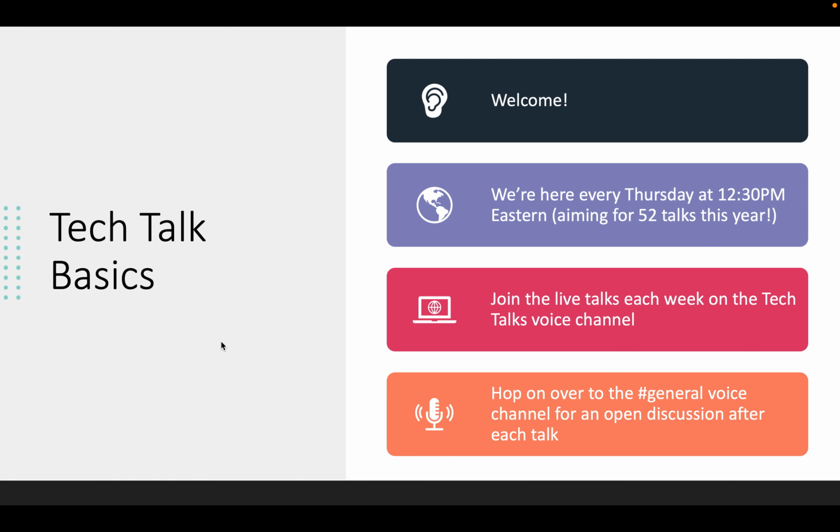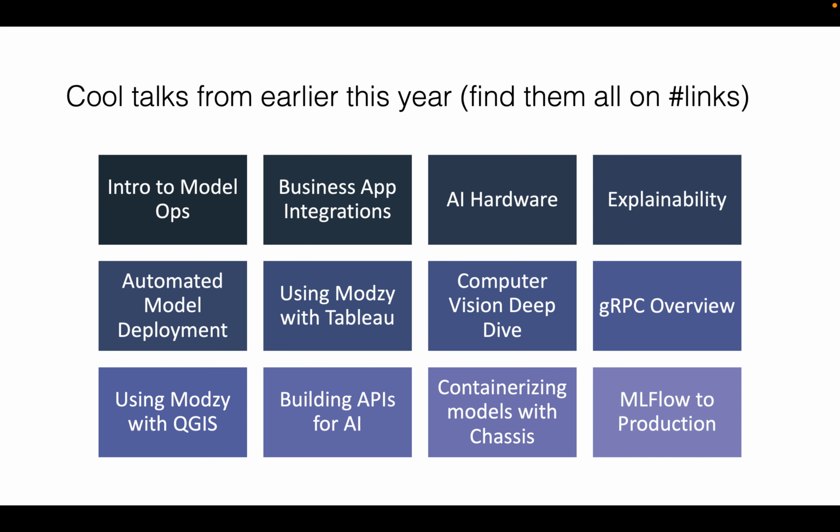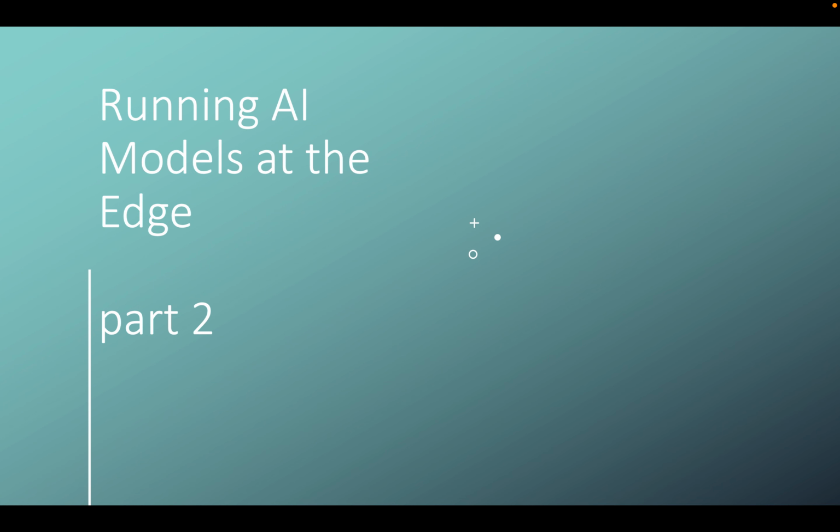I mentioned we've already done a bunch of these. We have a whole bunch of great topics that we've done in the last, I don't know, month or two, and we are going to be referencing some of these in today's talk. Containerizing models with Chassis, I'm going to chat about AI hardware, and obviously we're going to talk about building APIs for AI. And of course, this is a part two, so we're also going to be referencing the previous talk that Seth gave on running AI at the edge.